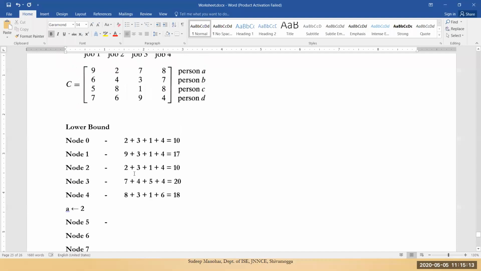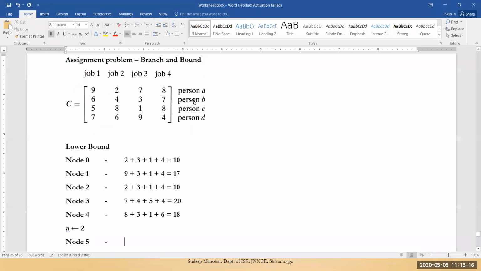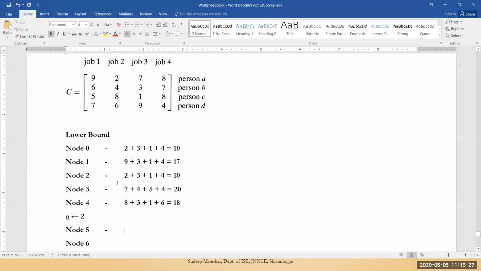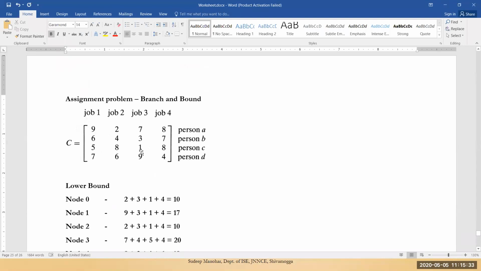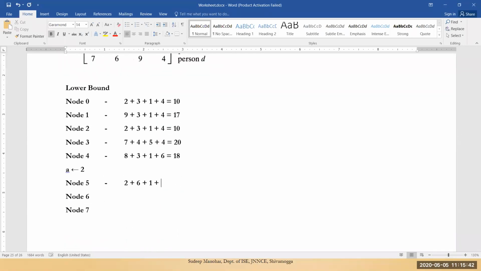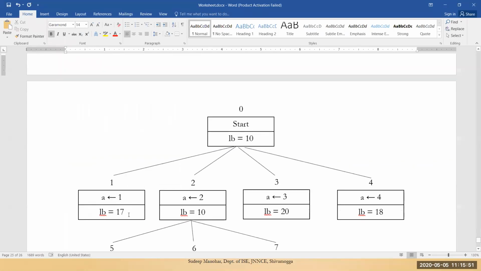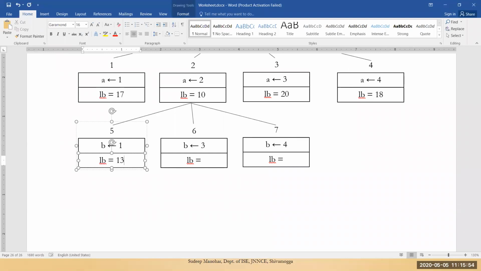What is for node 5? Node number 5 means person B is allotted with job number 1. Person A is allotted with 2, and B is allotted with job number 1, that means 2 plus 6. It is fixed. Then the remaining persons C and D can be allotted within these two columns. Okay, within these two columns, 1 is minimum here and 4 is minimum. Equal to 10, 13. 13 as the lower bound.